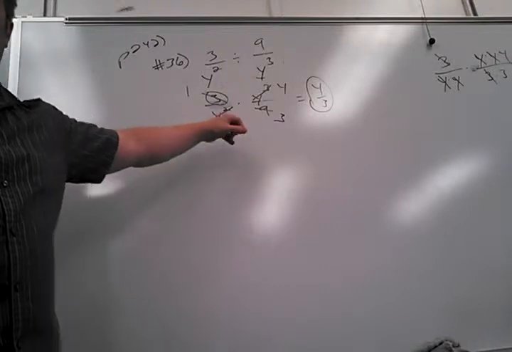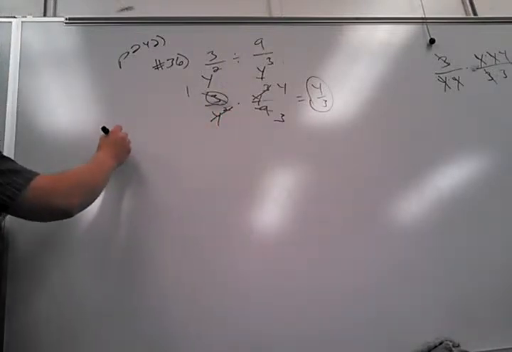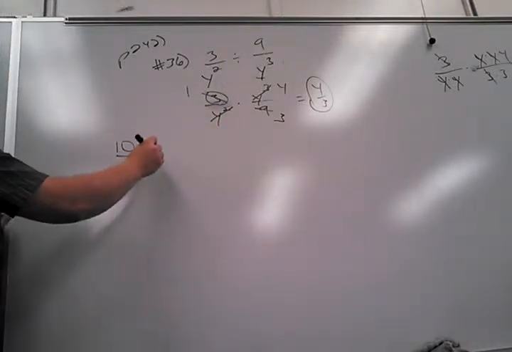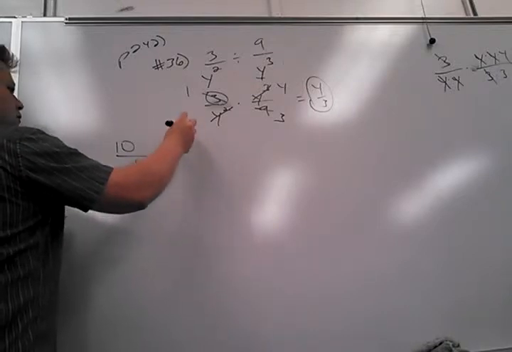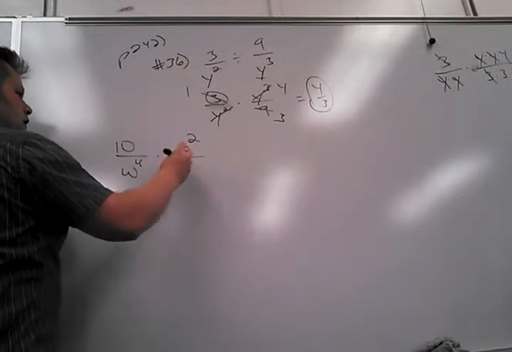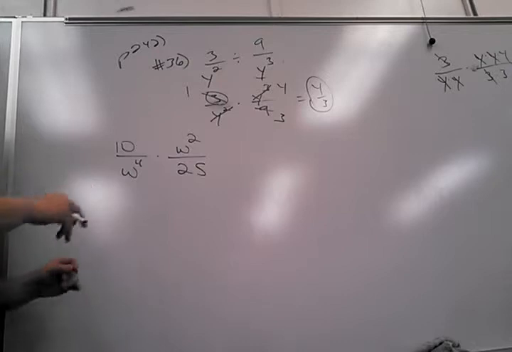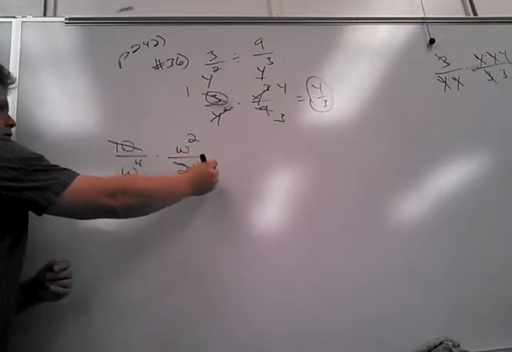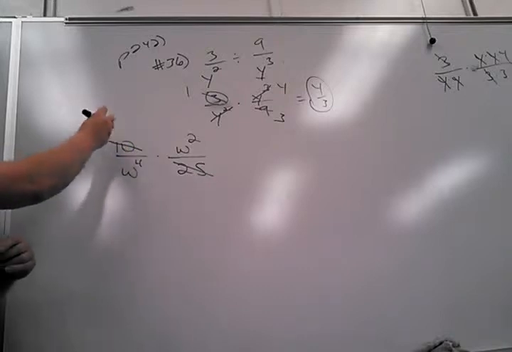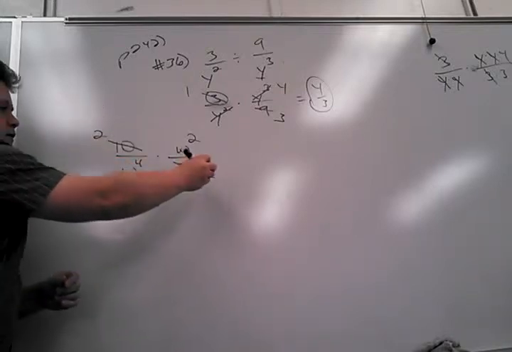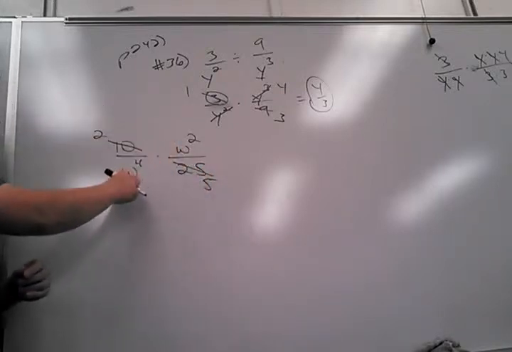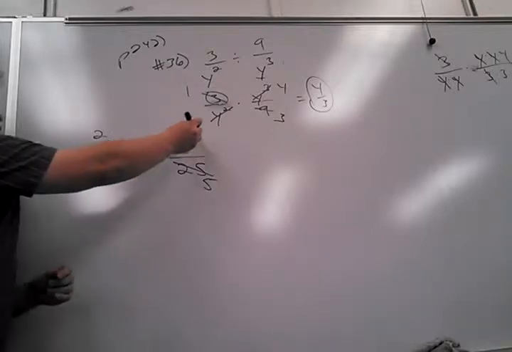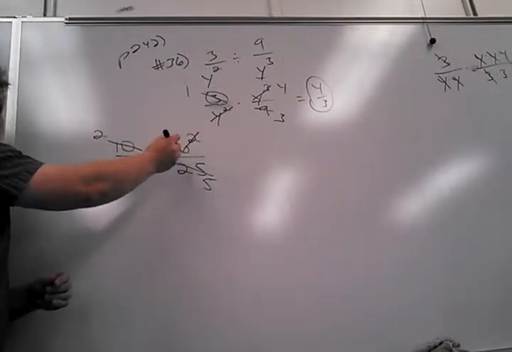So if I had 10 over W to the fourth times W squared over, what you got, Jeff? 25. What goes into both of these? 5. 10 divided by 5 is 2. 25 divided by 5 is 5. How many W's would cancel? 2 W's. How many would be left?